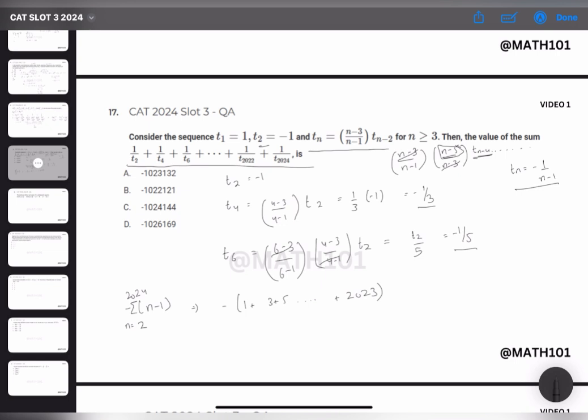So it is the sum of the first 1012 odd numbers. So we know it will become minus 1012 squared. 1012 we get by (2023 plus 1) by 2. So this is equal to option C. You don't even have to square; the last digit should be 4 and only one option has last digit 4. So the answer is C.